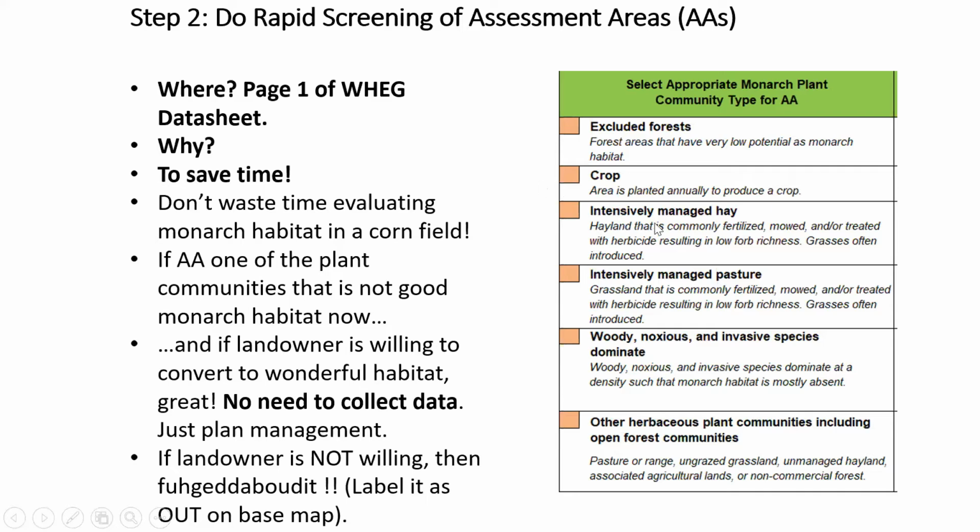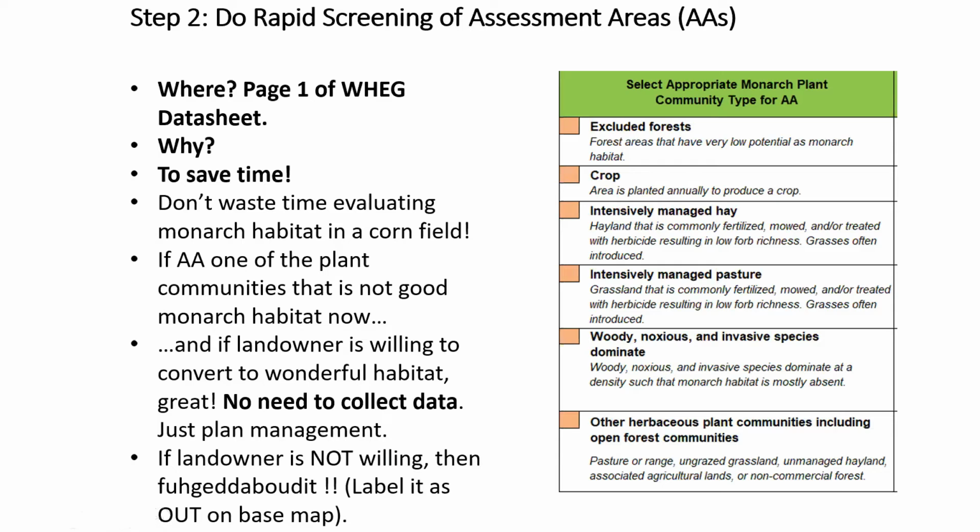If it's intensively managed hay, intensively managed pasture, or woody noxious plants, same thing. You don't need to go out and collect data in the field. All you need to find out is if the landowner is willing to make a big change. On the other hand, if you have other herbaceous plant communities that might be monarch habitat, you should go out to the field to see if it is monarch habitat.